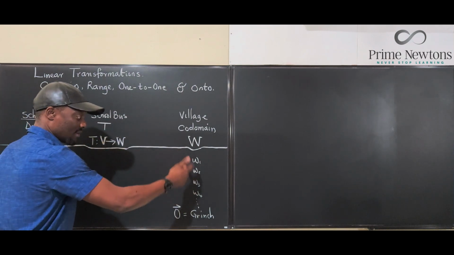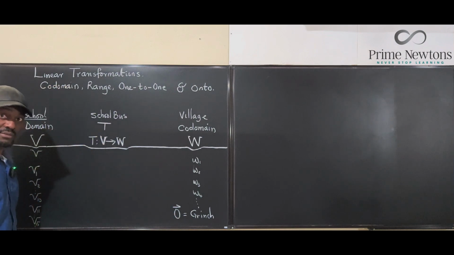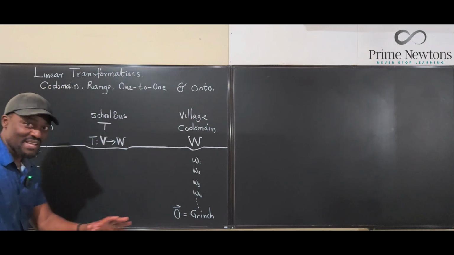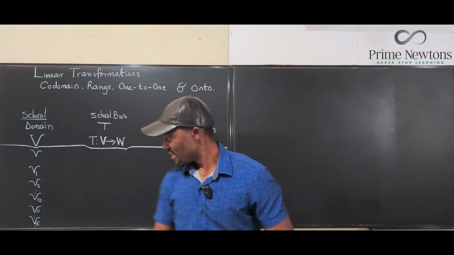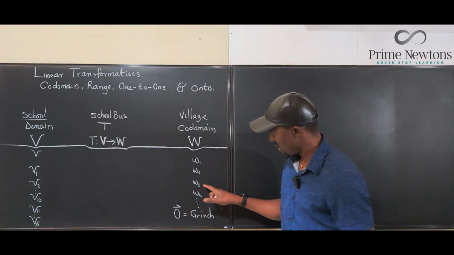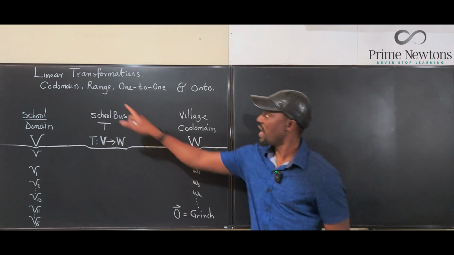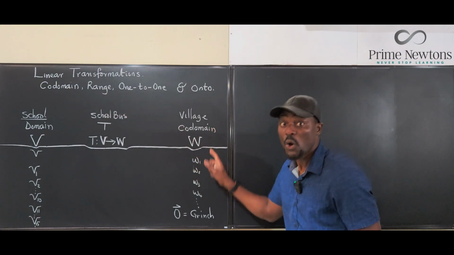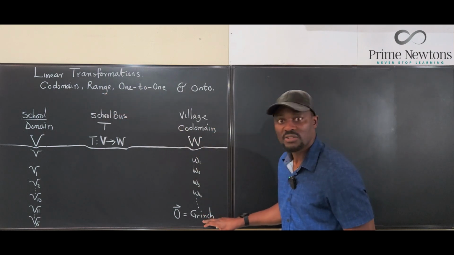If there is no mother, then it goes to the Grinch. Okay. Makes sense? Remember, one of these mothers does not have any child here. So this mother here is not a part of the range, even though it is part of the codomain. The Grinch is part of the range.